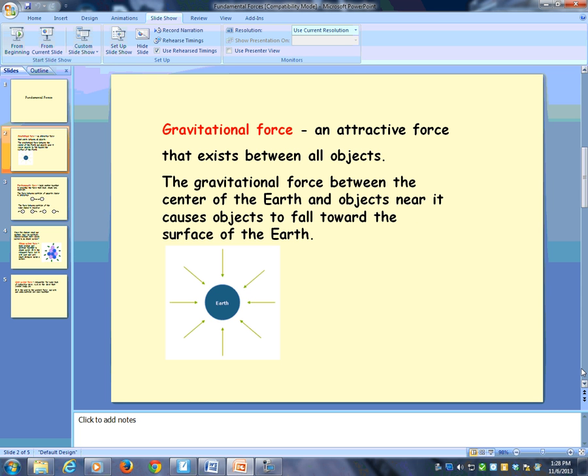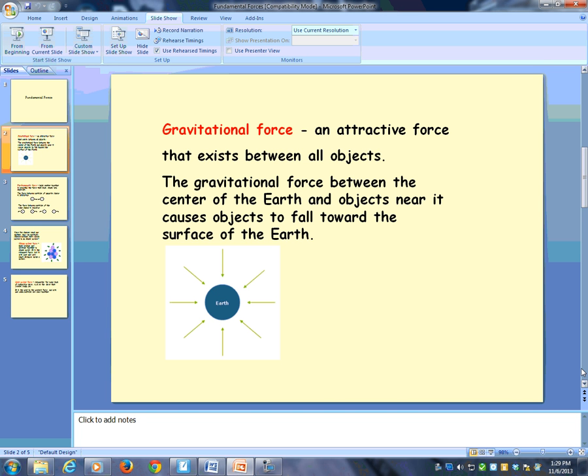Okay, there are, count them, four fundamental forces in nature. Number one, gravitational. Do you want to write down that gravity is the first one? Yeah, that's probably a good idea. When I said don't write it down, what I mean is don't write every single word I'm putting up there. All good. Okay, thanks.